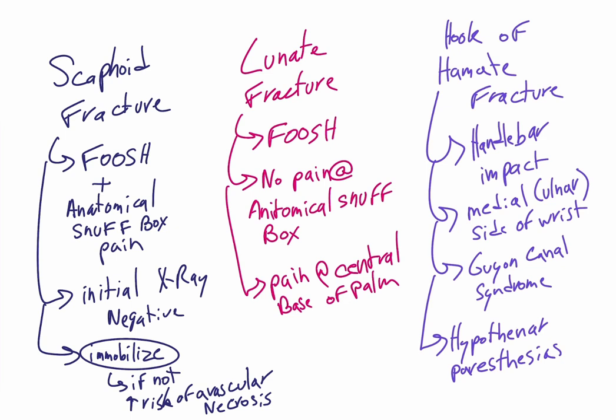So just to wrap it up: scaphoid fractures, snuffbox pain, FOOSH, thumb spica cast, avascular necrosis risk. Lunate fracture, central palm pain, FOOSH, no snuffbox pain. Hook of hamate fracture, handlebar injury, ulnar nerve symptoms, think Guyon canal.